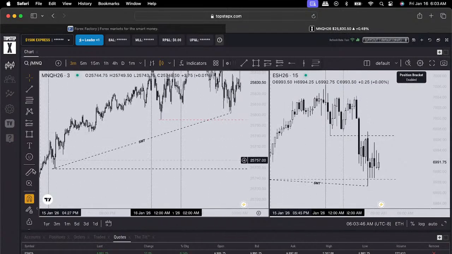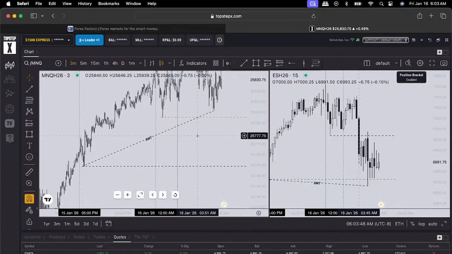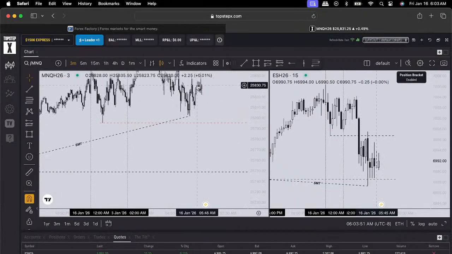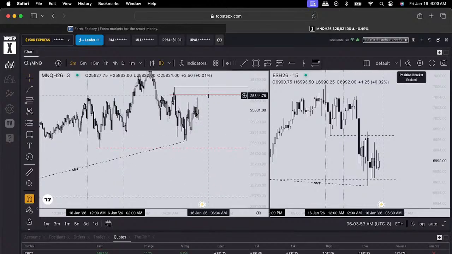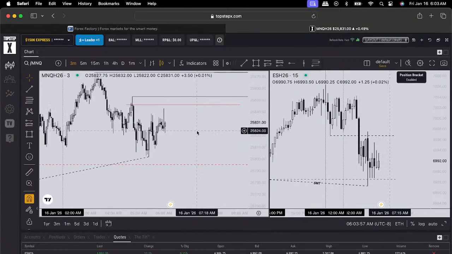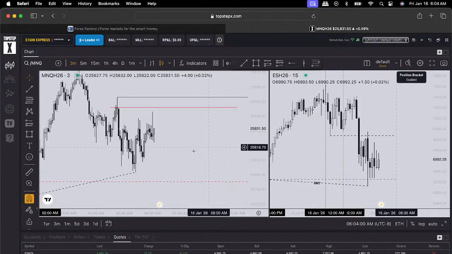An SMT at Asian lows telling us that there is already a high probability sweep to come down for a retracement leg off the opening, and to see more distribution and continuation of this current trend is what I'm looking for to target into.